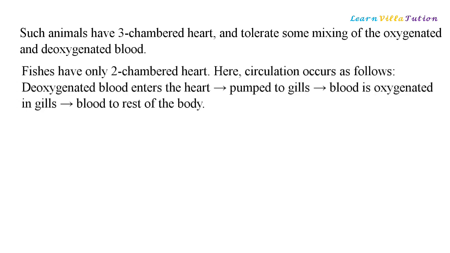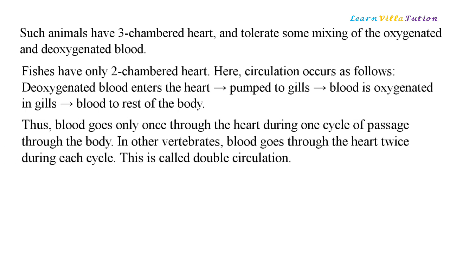Fishes have only a 2-chambered heart. Here, circulation occurs as follows: deoxygenated blood enters the heart, then is pumped to the gills, where the blood is oxygenated, then goes to the rest of the body. Thus, blood goes only once through the heart during one cycle of passage through the body. In other vertebrates, blood goes through the heart twice during each cycle. This is called double circulation.